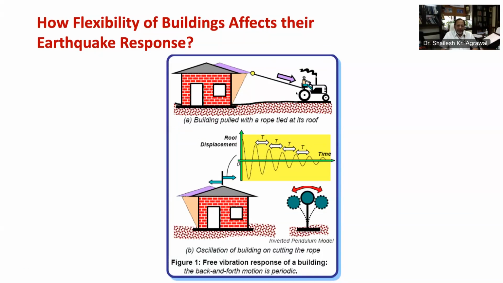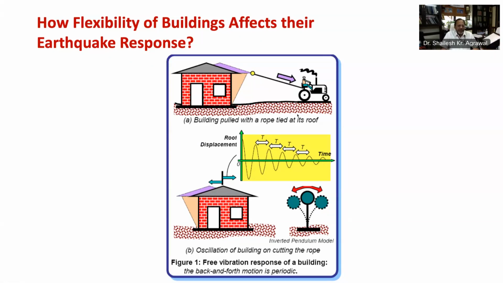Look at this figure. Let us take a thick wire rope and tie its one end to the roof of a building and its other end to a tractor. Next, start the tractor and pull the building. The building will move in the direction of pull, as you can see in this figure 1a. For the same amount of pull force, the movement will be larger for a more flexible building.